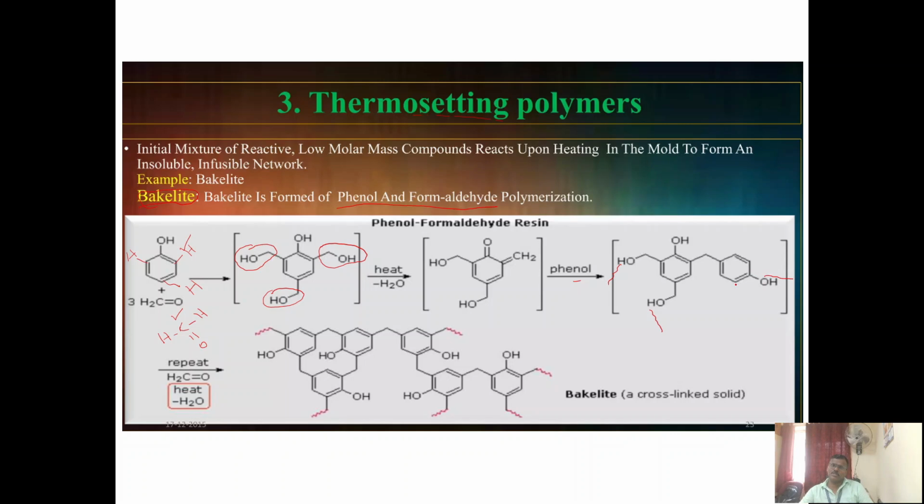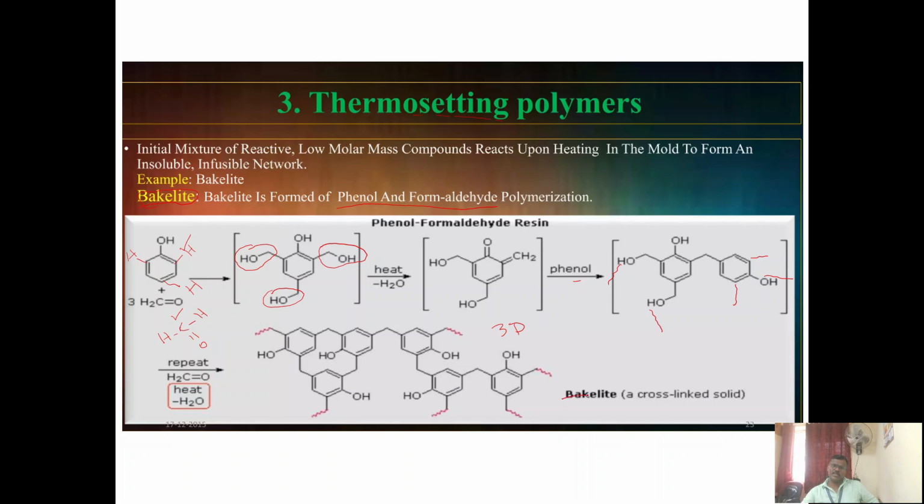Here also there is a possibility of ortho position to this OH. Okay, ortho position to the OH. So like that chain will extend. Finally, you end up with a 3D network polymer. It has another name, that is bakelite.